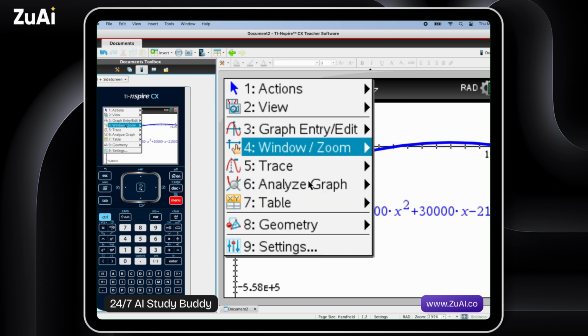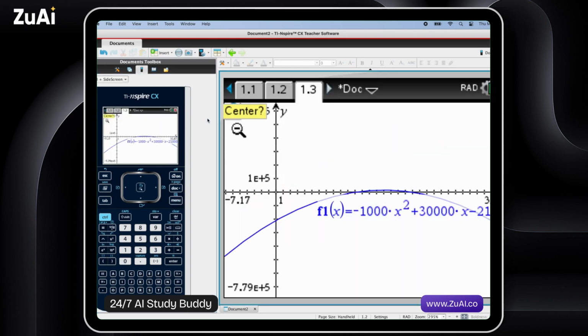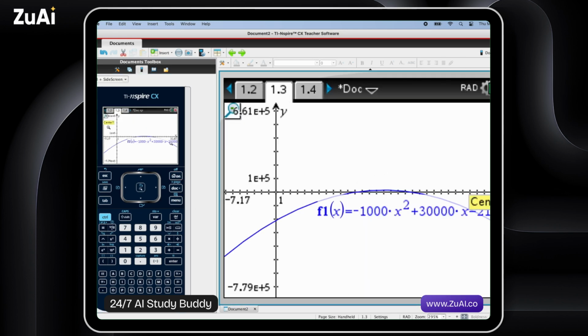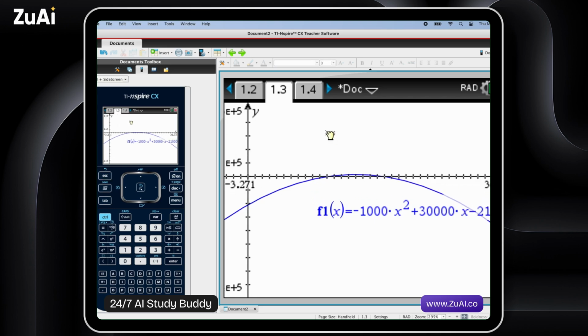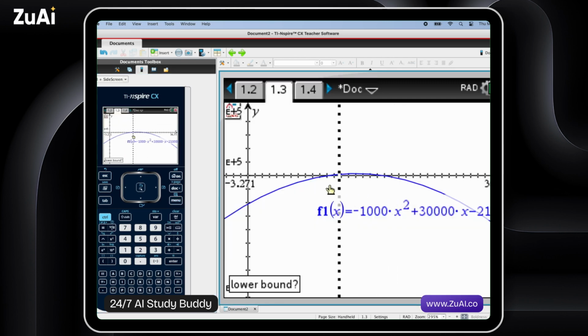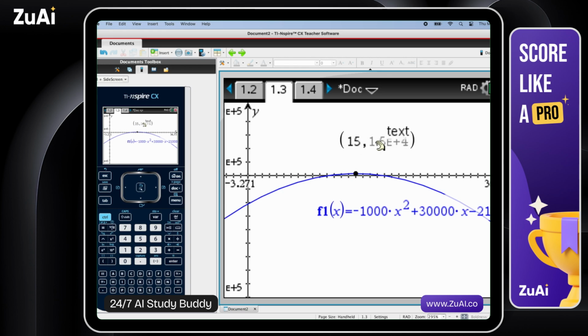ZoomFit doesn't do too poorly. Let's zoom out a little more. I think we can do everything that we really need with this. We could change the bounds a little, but I think it's okay. Let's find the max. Analyze graph, maximum, and there it is. So once we price the phone cases at $15, we have a maximum profit. And we'll explain what this 1.5 E plus 4 is.